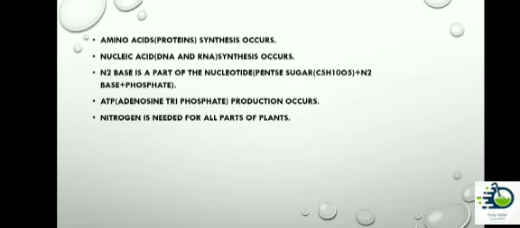Now amino acids, which make up the proteins. Synthesis means production, and it occurs due to nitrogen, and nucleic acid synthesis occurs. The N2 base is a part of the nucleotide. A nucleotide is an addition of pentose sugar, whose general formula is C5H10O5, an N2 base and phosphate. ATP, adenosine triphosphate, production also occurs by nitrogen. Nitrogen is needed for all parts of the plant.